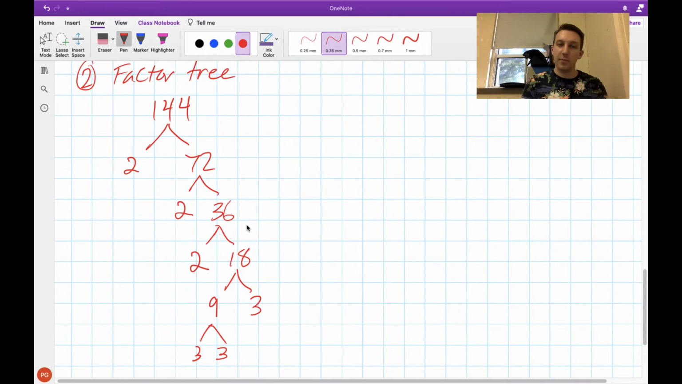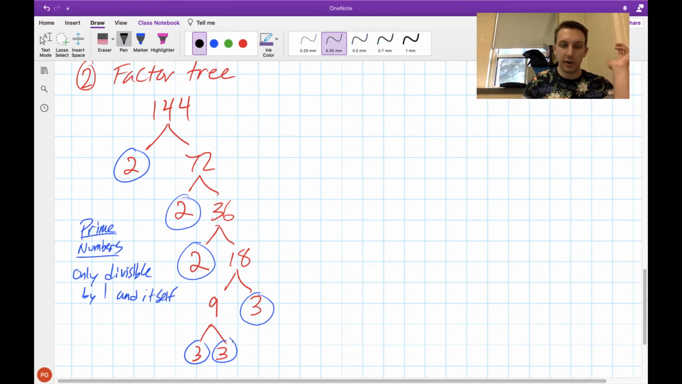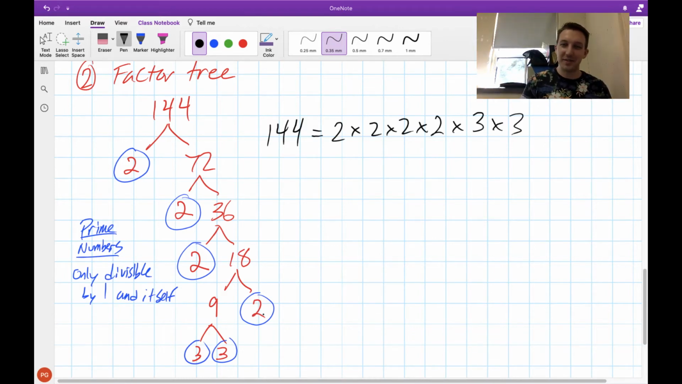And if you do this properly with the factor tree, you should end up with all numbers around here that are called prime numbers. If you remember, prime numbers can't be divided by anything but 1 and itself. Once we have all of these prime numbers here, we circle all the ends of our branches. So we don't circle the numbers in between that eventually split off, we circle all the ends of our branches. And because of the way we did this, we now have a way of writing out 144 as all of these multiplied together. Just realized this should have been a 2, not a 3.